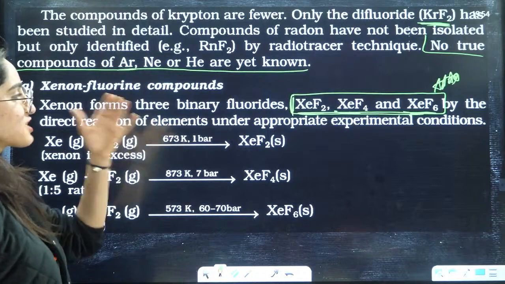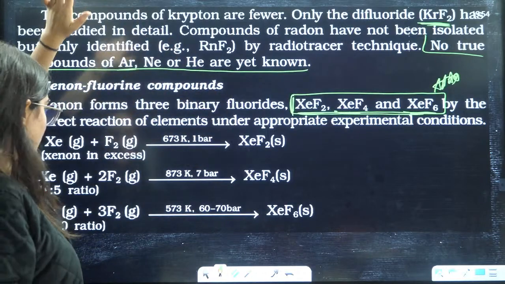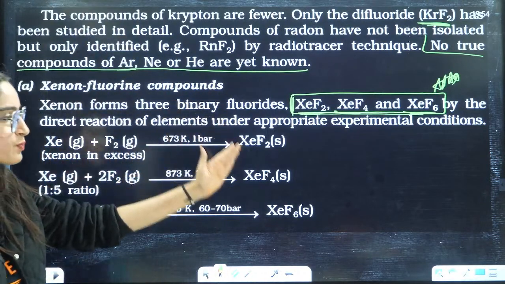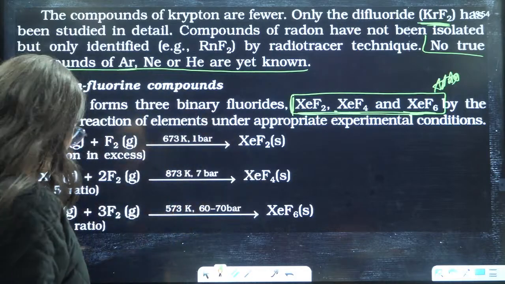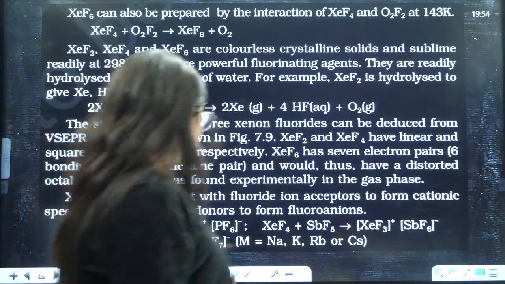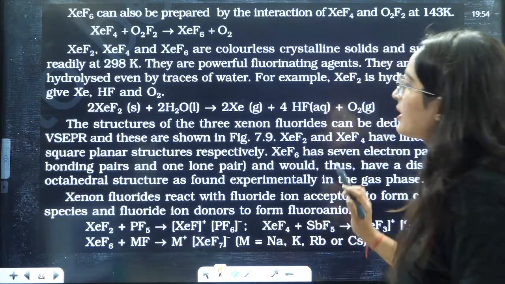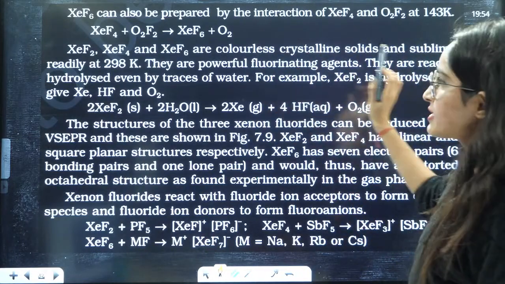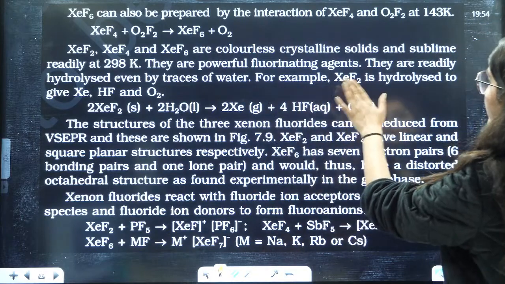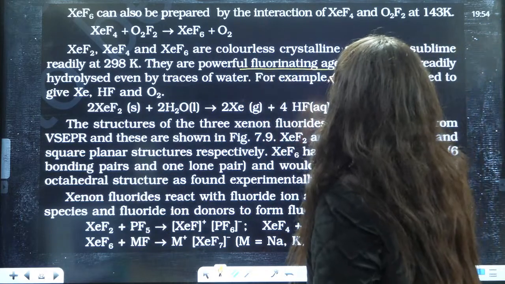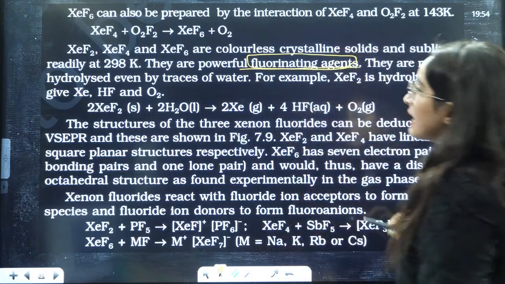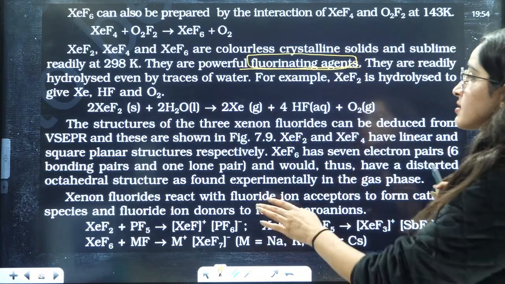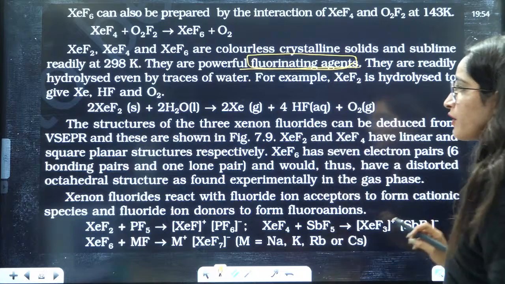They are prepared by the direct reaction of the elements under appropriate experimental conditions. How it is prepared is not important for you, but the structures and the properties are very important. They are colorless crystalline solids and sublime readily. They are powerful fluorinating agents, because they give us fluorine. They are readily hydrolyzed even by traces of water. It will be hydrolyzed to give us xenon.